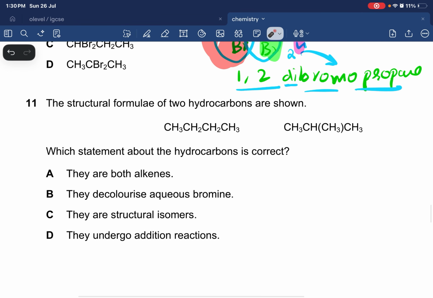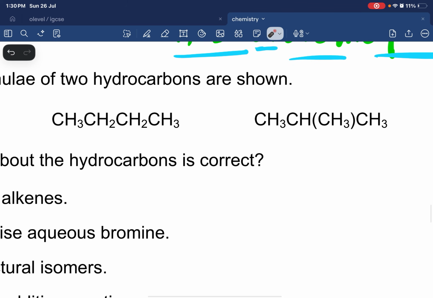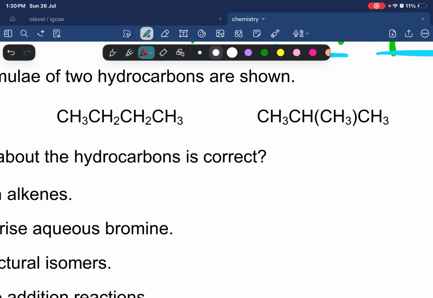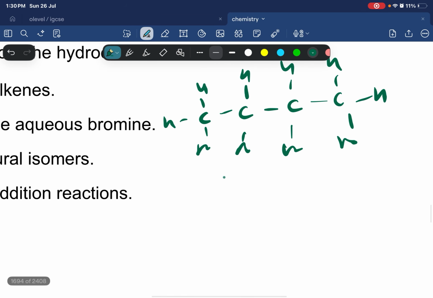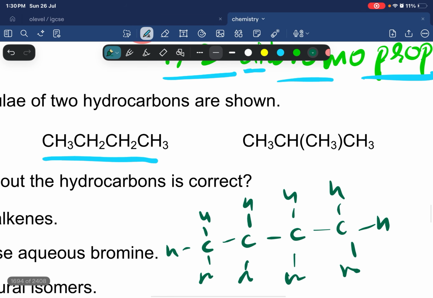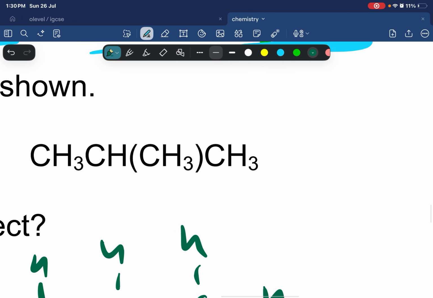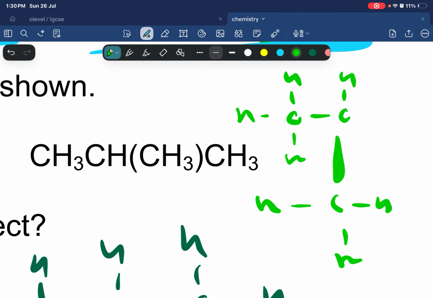The structural formulae of 2 hydrocarbons are shown. Which statement about the hydrocarbons is correct? So what you can see over here is that this is straight chain 1, 2, 3, 4 butane. Straight chain butane, H, H, H, C, H, H, C, H, H, and then C, H, H, H. That makes it butane. But let's look over here. This stuff is CH, H, H, and then it's going to be CH, and then CH, H, and H, and then it's going to be CH, H, and H.